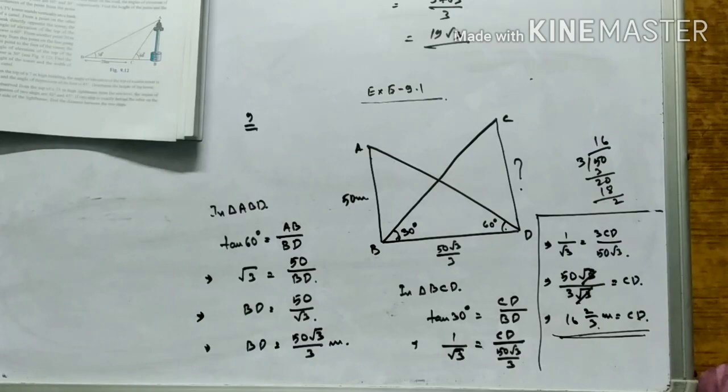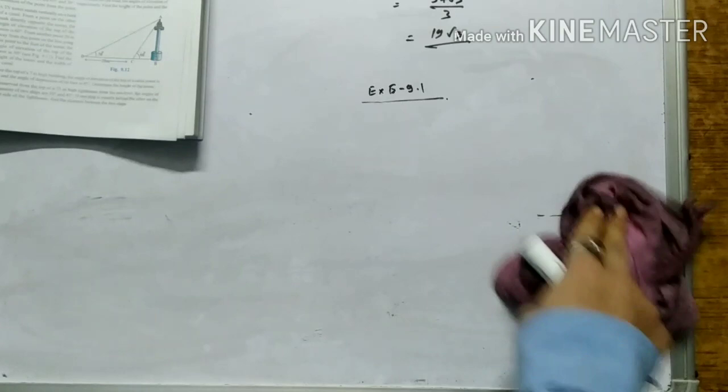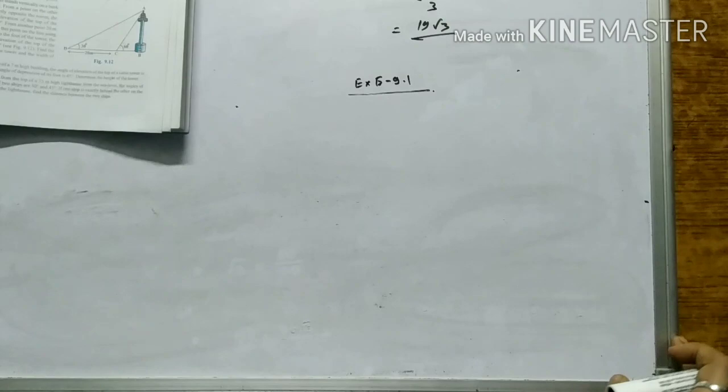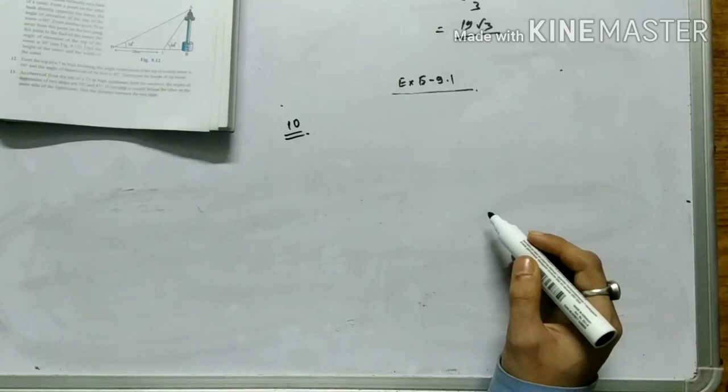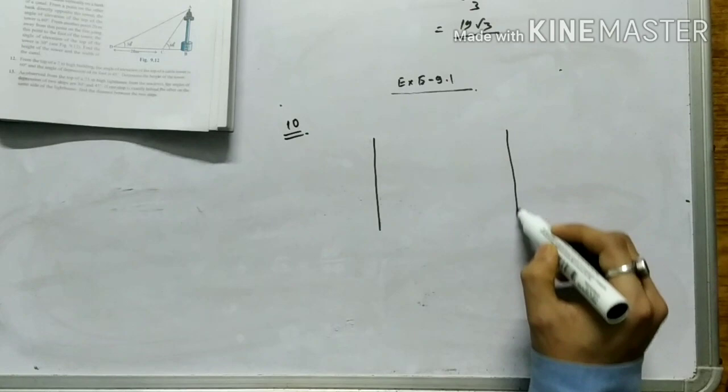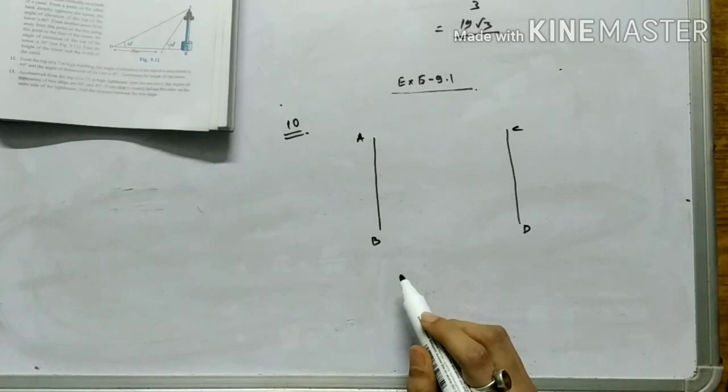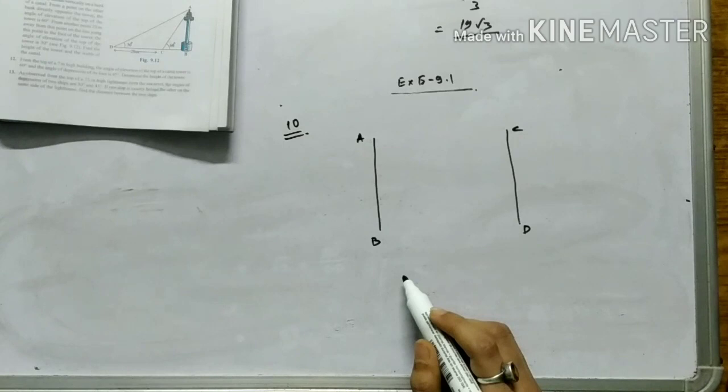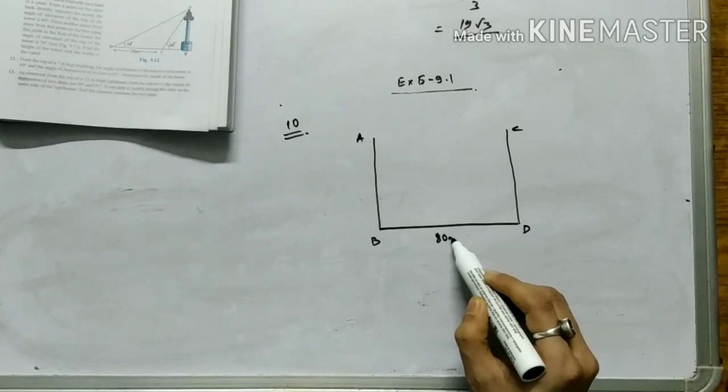Next, I will go to question number 10. Two poles of equal height are standing opposite to each other on either side of the road, which is 80 meter wide.